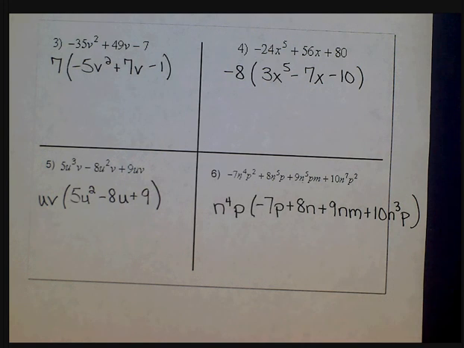So that's your final answer. N to the 4th p times -7p plus 8n plus 9nm plus 10n to the 3rd p.